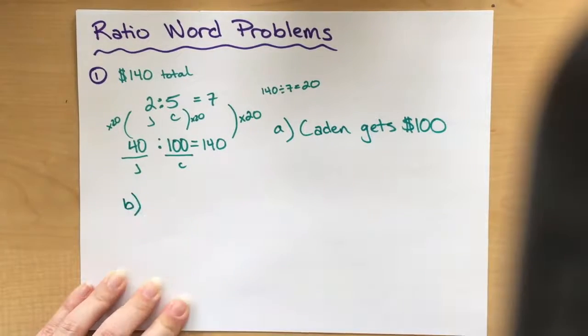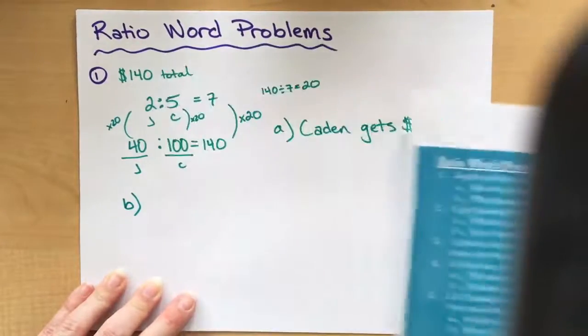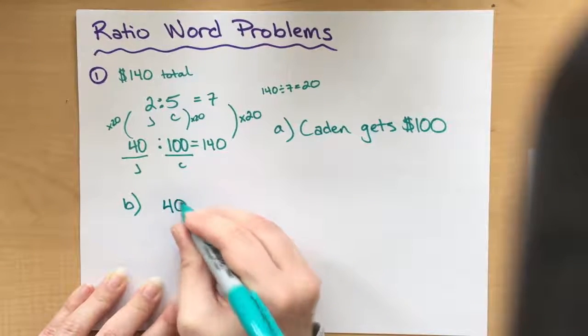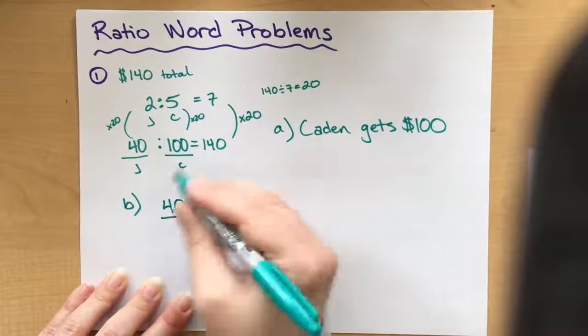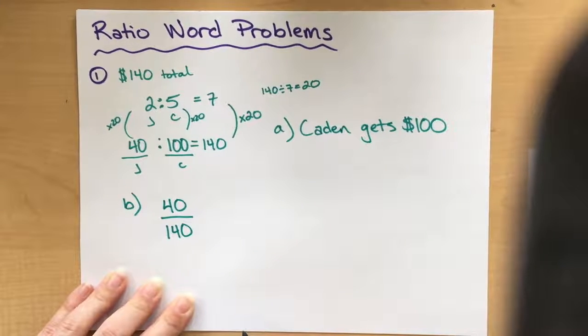And B is asking what percentage of the reward does Jaden get? So we know of that $140, Jaden gets 40. So I can actually look at this like a fraction. He's getting 40 of the $140 that they had. Okay.